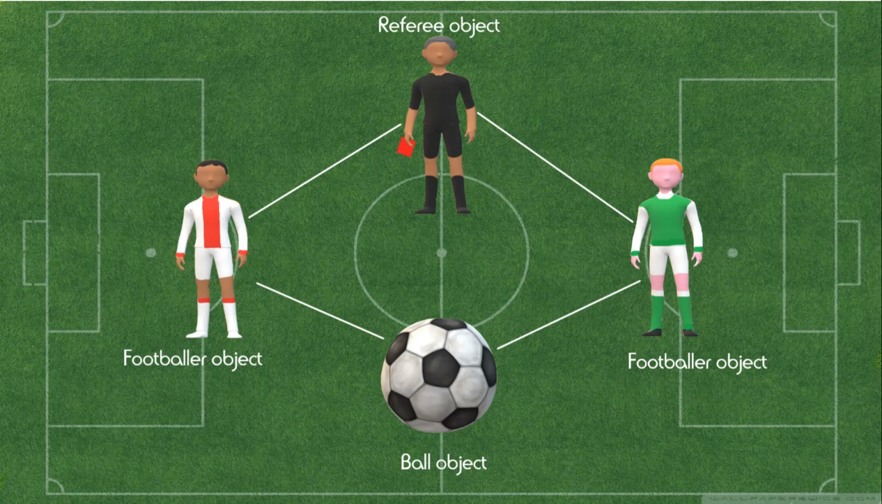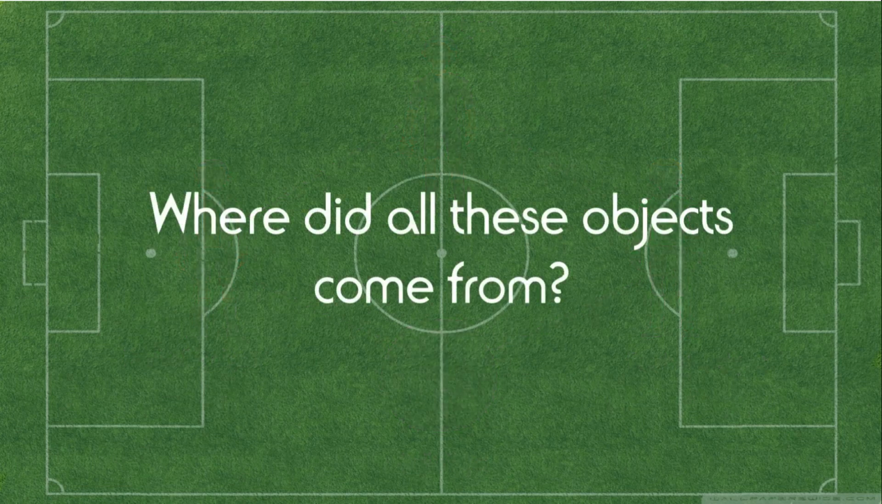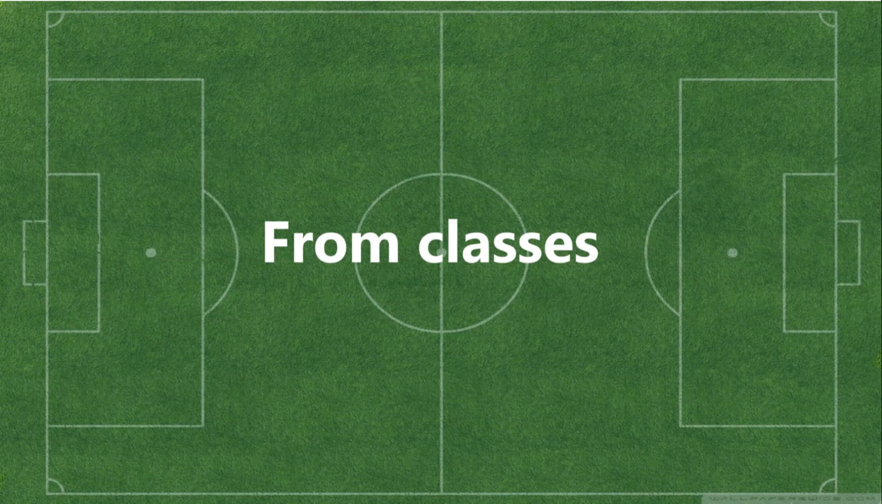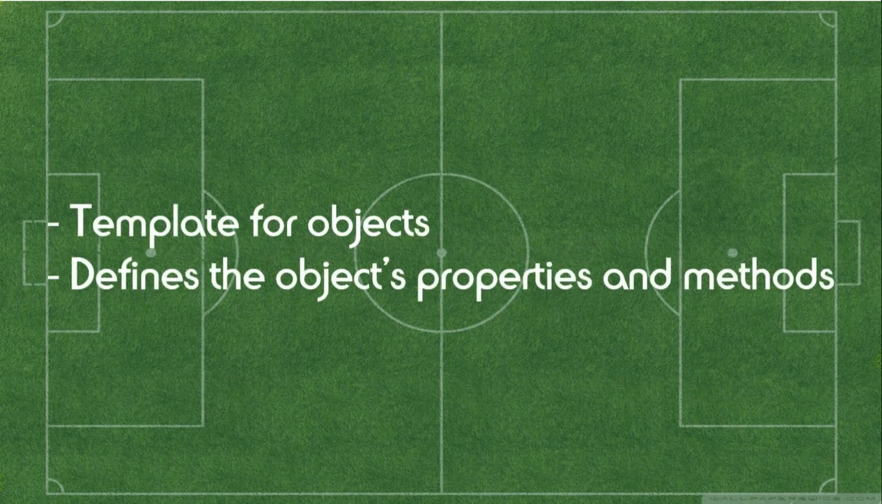But where did all these objects come from? Well, the answer is from classes. Let's look at a brief definition of a class. In essence, a class is a template for objects and it defines their properties and methods. As many objects can be made as required from a single class.